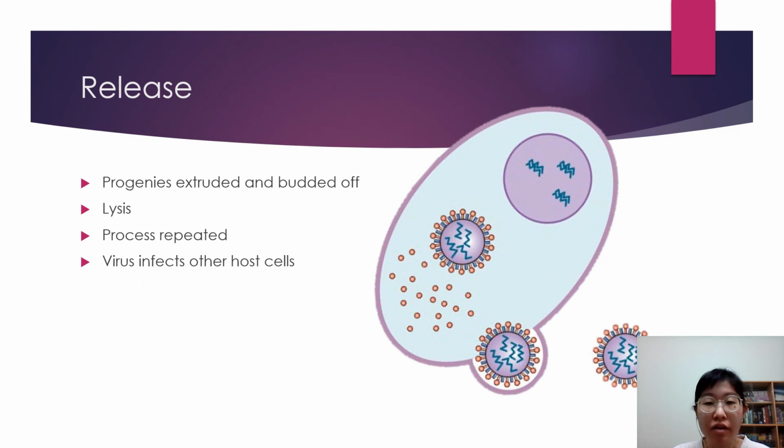The last step of the virus replication is release. The progenies are extruded and budded off from the host cell after they successfully assemble themselves. The host cell will eventually undergo lysis of the plasma membrane.